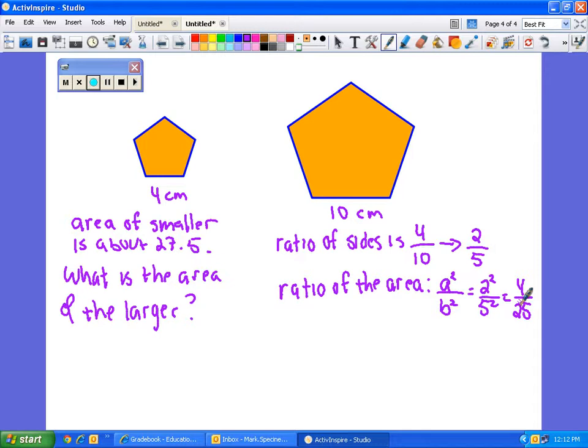Because the next step is to set up a proportion. Now, our proportion is going to be little over big. So we're going to take the ratio of the area, which is 4 over 25, and that's going to be equal to, where should I put the 27.5? On the top or at the bottom? Why do you think bottom? And why do you think top, Alan?